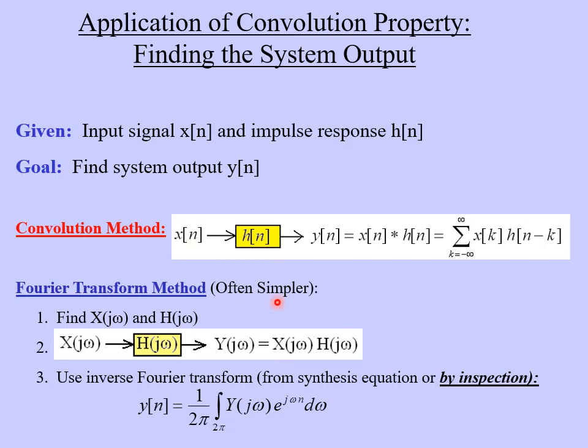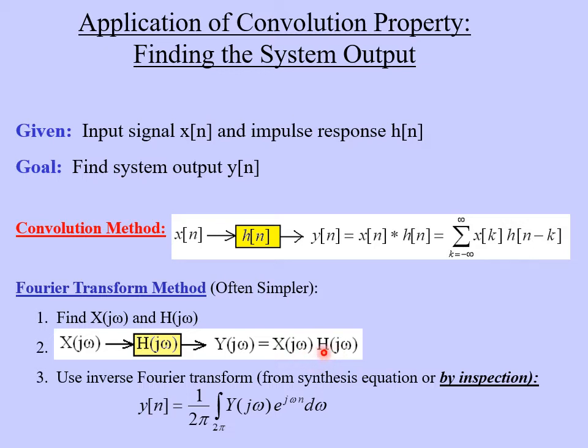To do this in the frequency domain, we first find the Fourier transform of x and the Fourier transform of h, which, remember, is called the frequency response. Now, using the convolution property, if X(jω) goes into this system, then the output Y(jω) is equal to the product of X and H, and these are the Fourier transforms, of course, of x and h. So there's no convolution needed here.